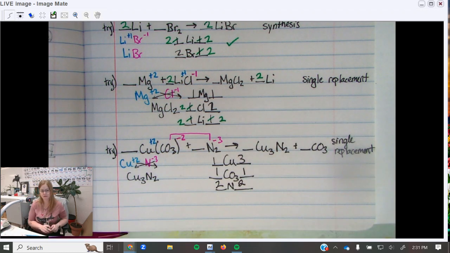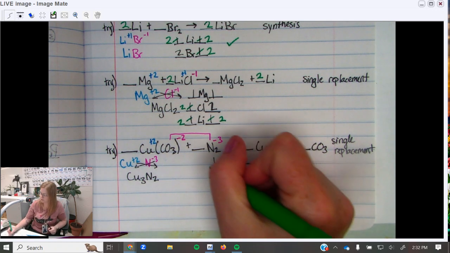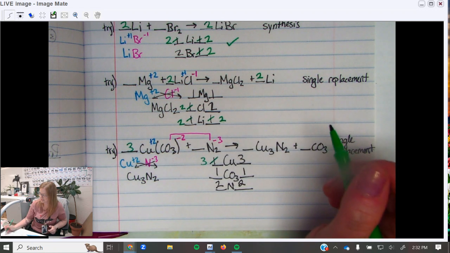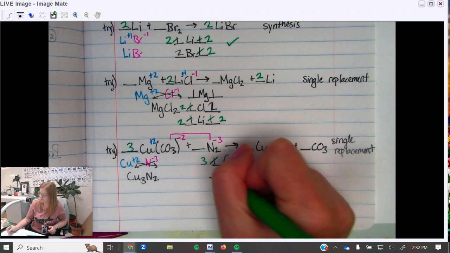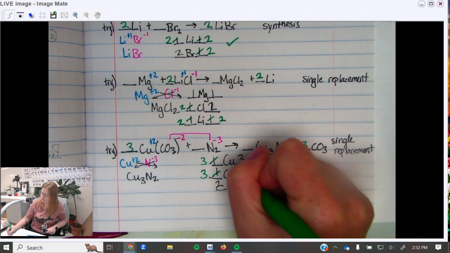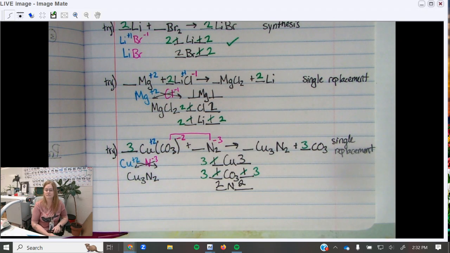All right. So I'm going to start with my Cus. So over here I have a Cu, and on the right side I have 3, so I'm going to cross this out. I'm going to put a 3 out front and then make this a 3. That also changes my CO3. That makes it become a 3. So then I need to put a 3 here, and I'm all set and done. That was a long set of notes.